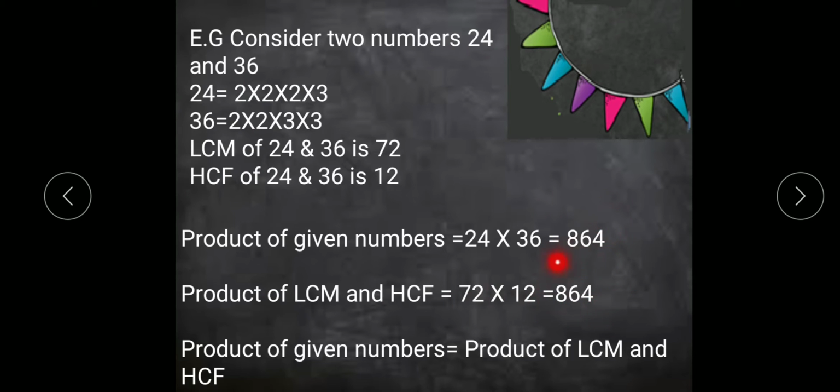Both are coming the same. This is the relationship of HCF and LCM: the product of the given numbers, that is 24 and 36, is equal to the product of the HCF and LCM of those given numbers.